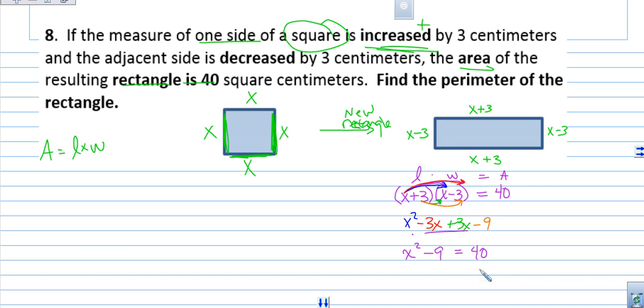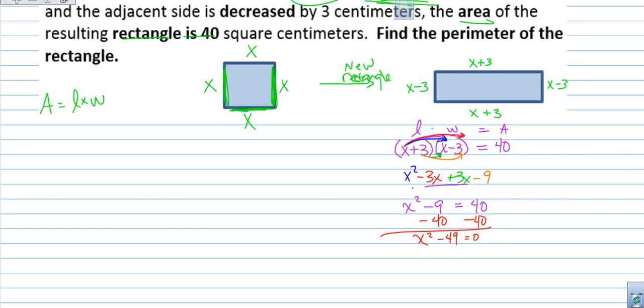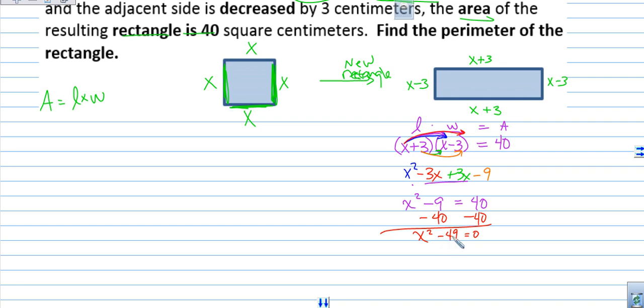So then you see you've got a square. You want to get everything on one side and set it equal to 0. So I'm going to subtract 40 from both sides, and you get x squared minus 49 equals 0. For those of you that don't know, that's a difference of perfect squares, because 7 times 7 is 49, and x times x is x squared. So there's a shortcut method. Whenever you see subtraction and perfect squares, you just draw two parentheses, equals 0.